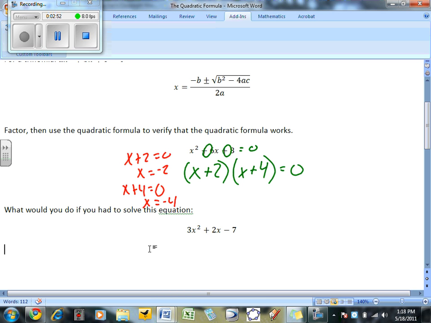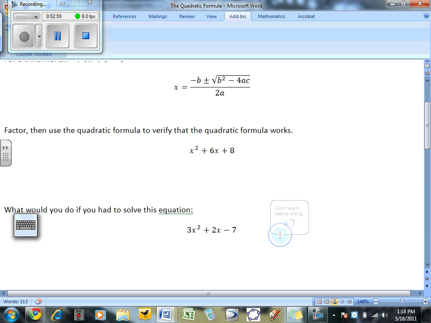So we know that's true. We know how to factor. Let me show you how to do the quadratic formula. We said that x equals negative 2 and x equals negative 4. We're going to get that same answer when we use the quadratic formula.